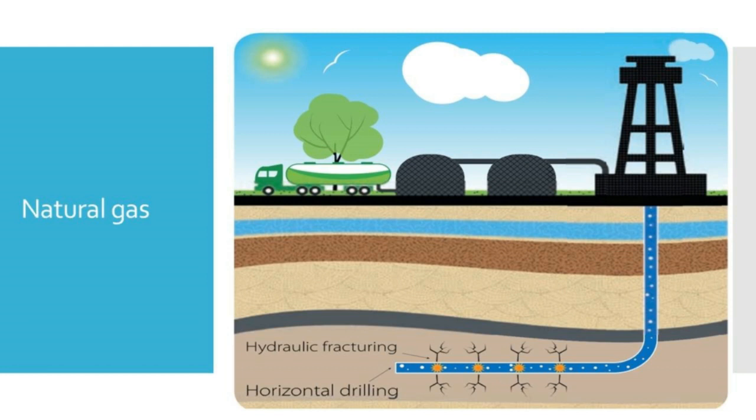Natural gas is always found above the oil in the oil wells. This gas is trapped inside small spaces in underground rocks called reservoirs. Conventional natural gas can be extracted through drilling wells.